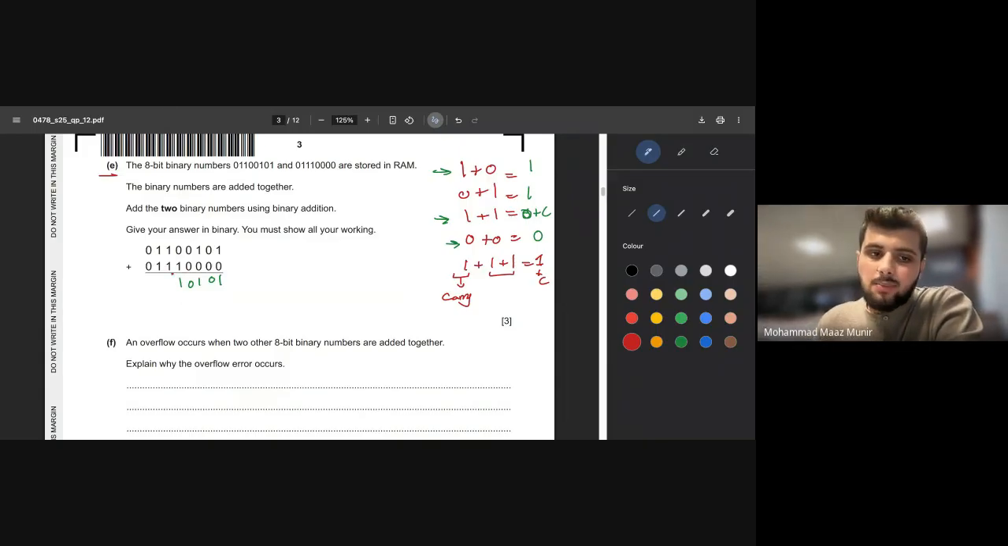Now look up here, 1 plus 1. This is the first one. So 1 plus 1 is going to be 0, but I see that I'll also be having 1 carry. So यहाँ पे carry आ गई 1.